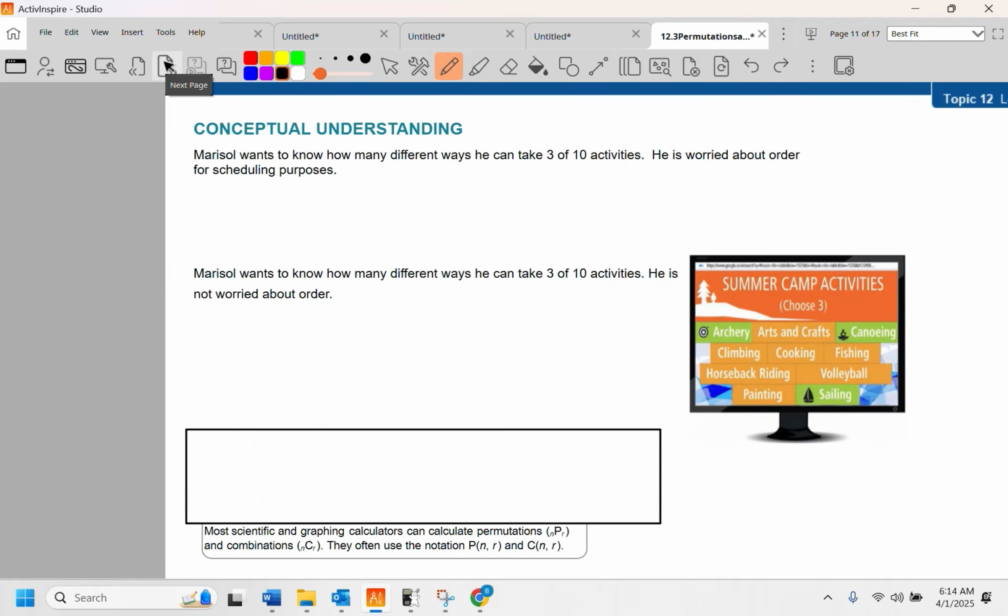But anyways, now that I kind of have a difference here, let's go over 2 questions about Marisol. Marisol wants to know how many different ways he can take 3 of 10 activities. He is worried about order. That means I'm worried about a permutation, okay? And then this one is directly related to the previous slide. Marisol wants to know how many different ways he can take 3 of 10 activities. He is not worried about order. This would be a combination.